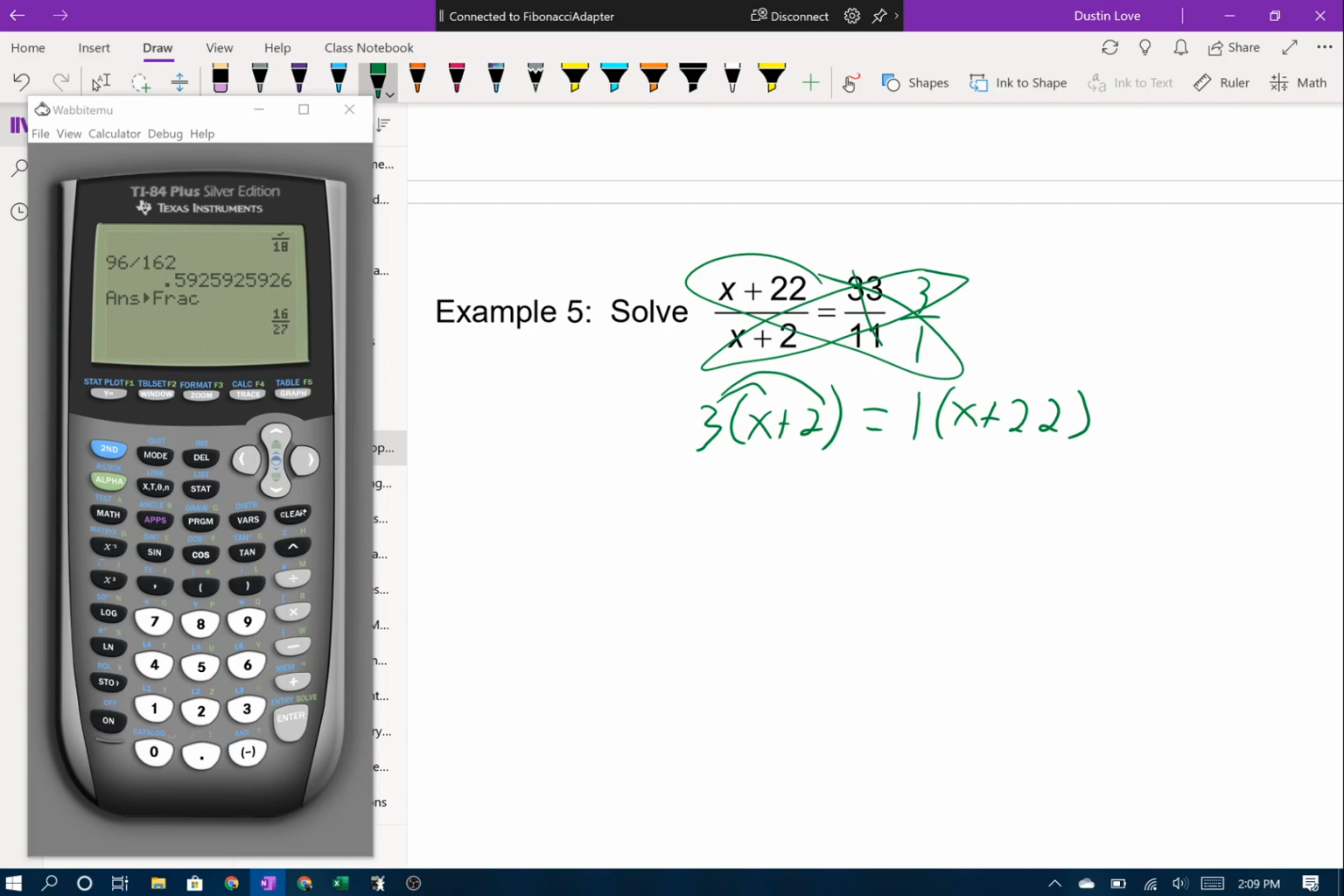Now let's solve. What am I going to do? Subtract x. Subtract x on both sides gives me 2x on the left. And subtract 6 gives me 16 on the right. Therefore, x equals 8. Thank you, 8. I don't know why I wrote 2. x equals 8.